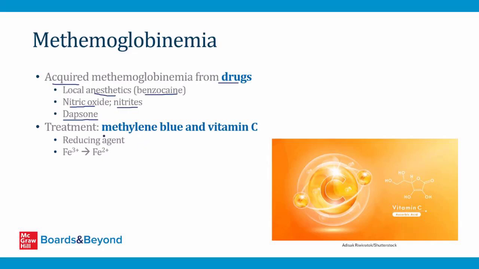The treatment is a substance called methylene blue or vitamin C. Both of these things are reducing agents, so they will convert the iron from the 3+ back to the 2+ form, and they will resolve the patient's symptoms.